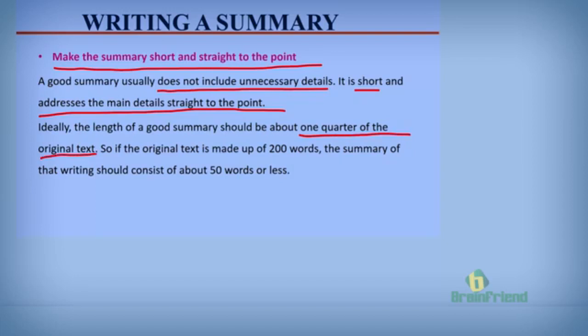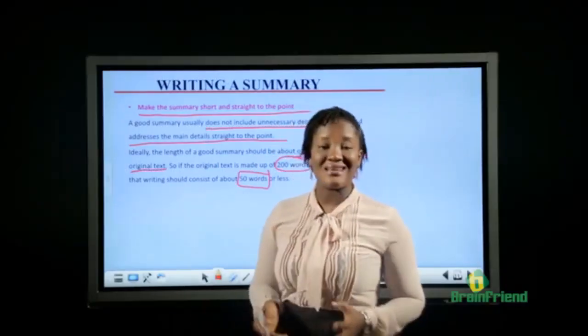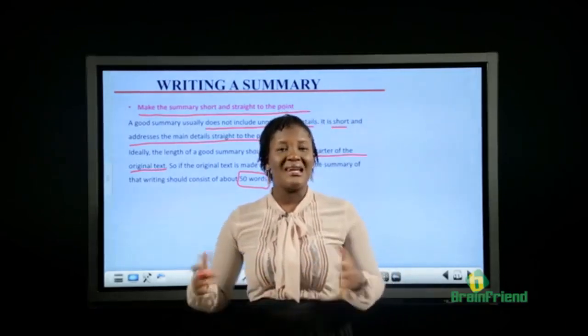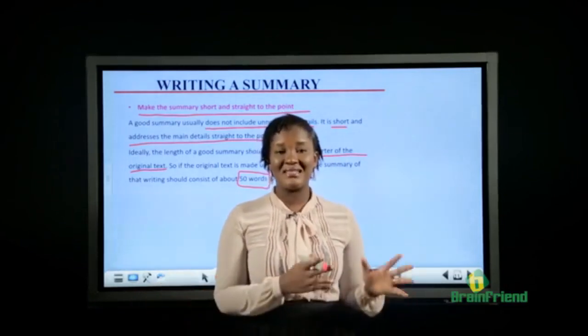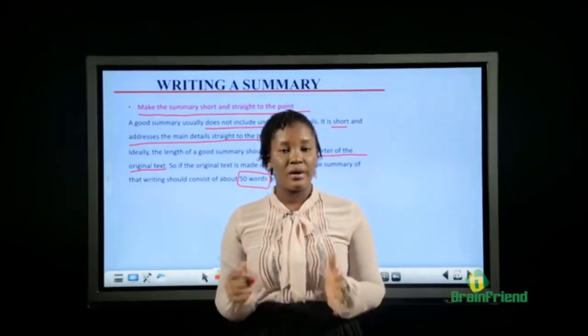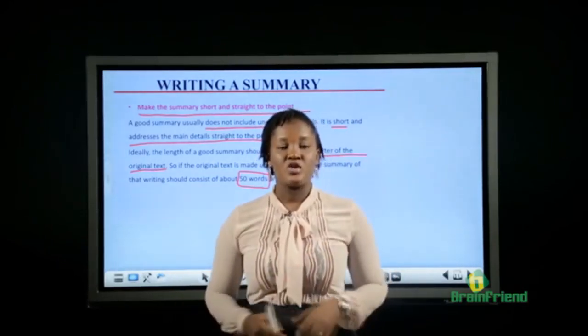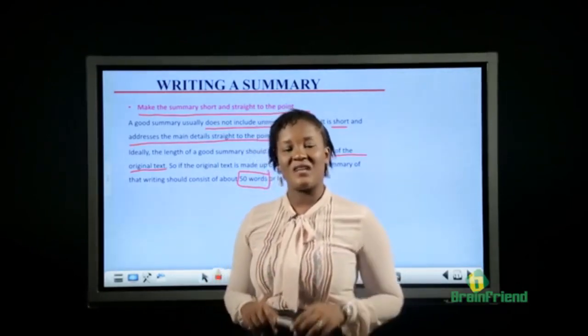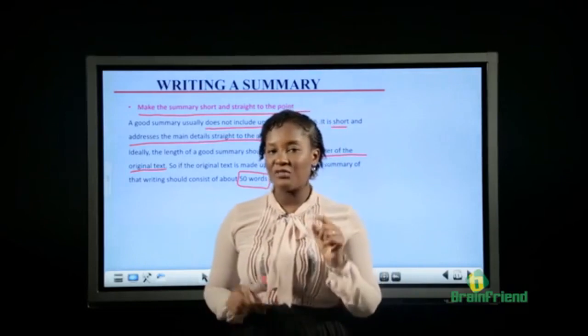So if the original text is made up of 200 words, the summary of that writing should consist of about 50 words or less. What this is trying to say is that our summary should be short. A summary is not supposed to be lengthy. If the main text is lengthy, the essence of writing a summary is to make that lengthy work as brief as possible. So if you have a text that is about 200 words, ideally the summary of that text should be 1/4 of that text.